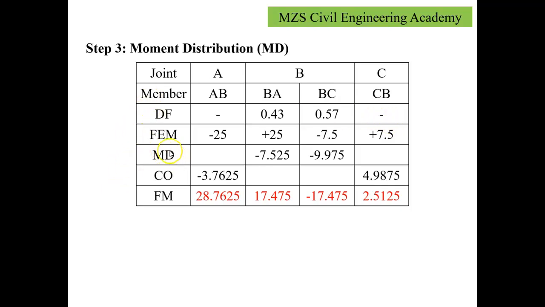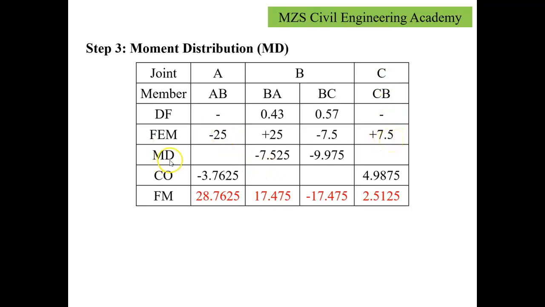Now, fixed end moment is the next row, where we will put the fixed end moments at the respective ends. At end A we got minus 25, at end B towards the span B to A it is plus 25, at B towards the span B to C it's minus 7.5, whereas at C we have got plus 7.5.